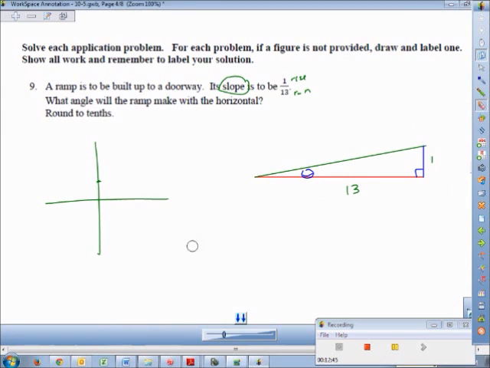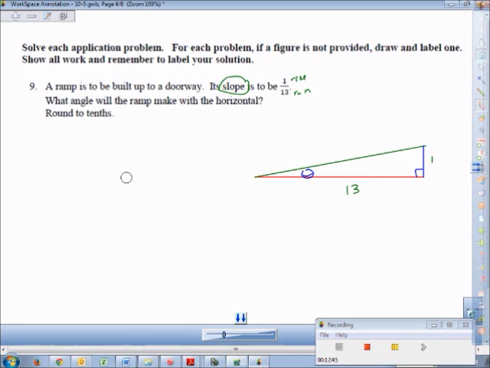This is a right triangle. You want to use Pythagorean theorem? It's a right triangle. I've got 2 sides. What would Pythagorean theorem get us? The length of the ramp, the hypotenuse. Do we want that? We want the angle that it makes. So since we're dealing with right triangles and we have angles involved, it's our buddy SOH CAH TOA.